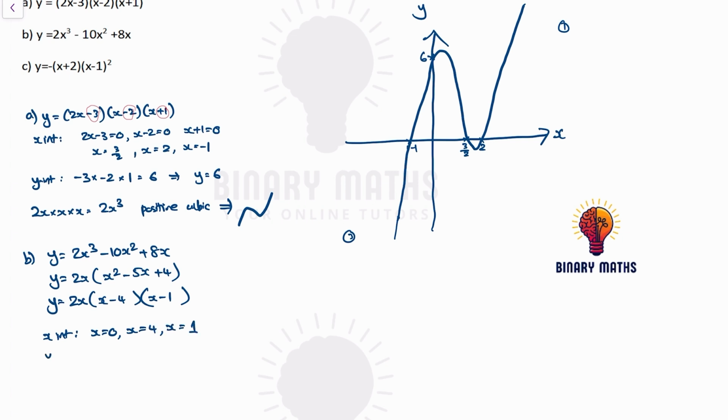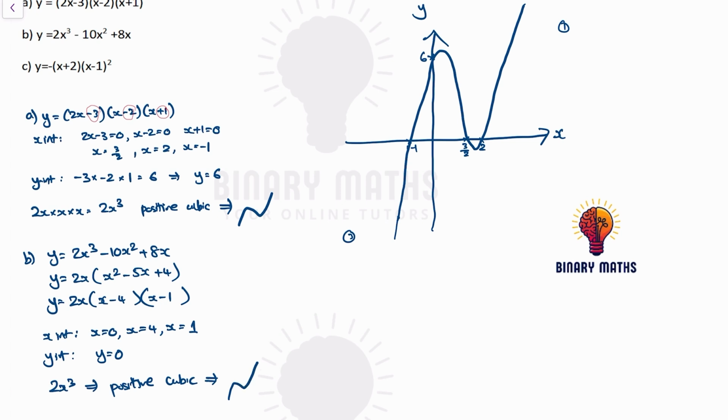Now the y-intercept, when you expand this, in the expanded form, you know there's no constant. So y is equal to 0 is the y-intercept, because there is no constant here. And I've got y is equal to 2x cubed. Because it's 2x cubed, it implies it's a positive cubic, which implies it goes from 3 to 1. So it's going to be this way up.